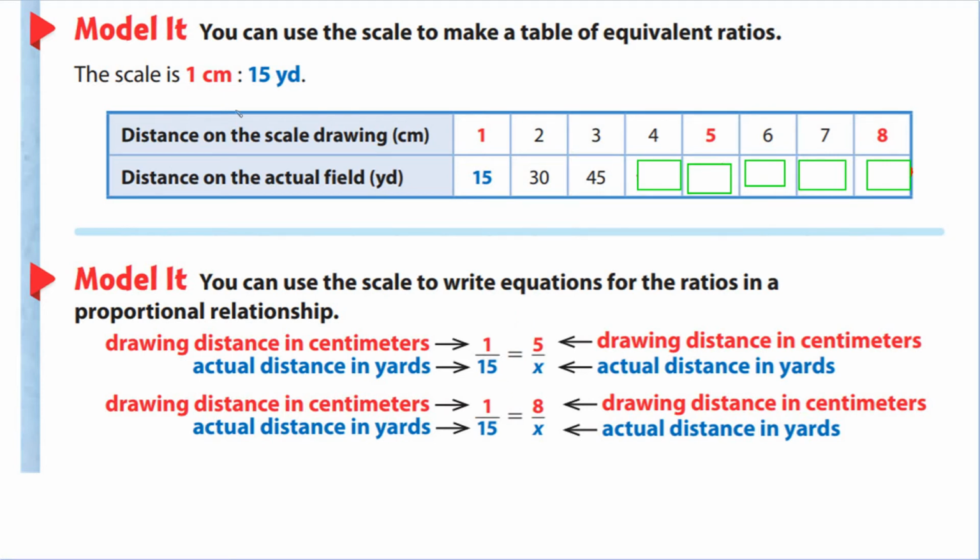Notice they took the scale, which is 1 centimeter to 15 yards, and they wrote it in fraction form right here. Okay? And now they're saying, if the width is 5 centimeters, what would the actual distance be? Notice that the centimeters are in the numerator. In this case, they correspond. They have to correspond. That's important. Centimeters, centimeters. Yards, yards. Okay, and then you should know how to solve proportions. We'll get back to that.